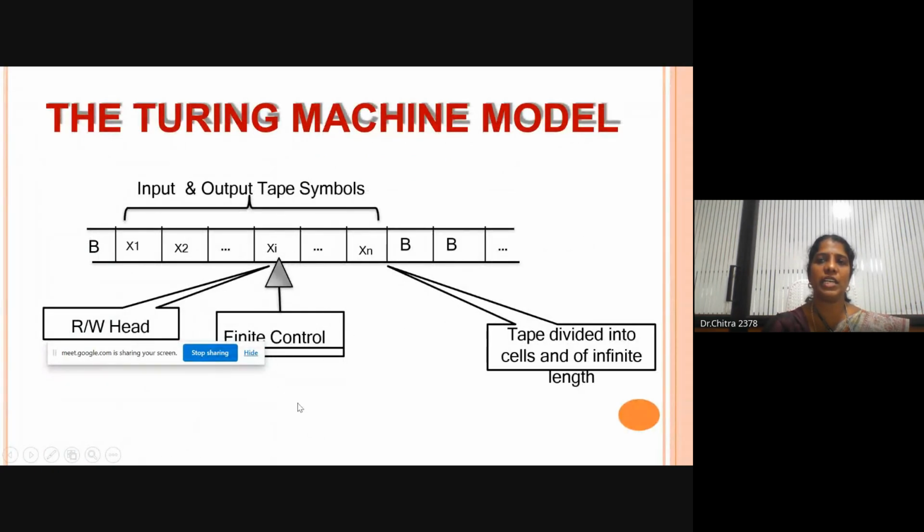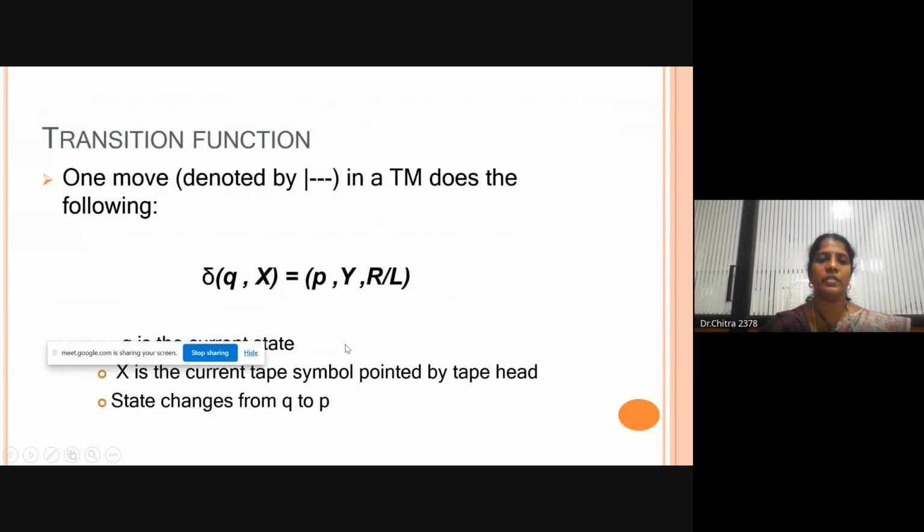Any Turing machine contains a finite control, a read-write head, and a tape divided into many segments, and all the input symbols are stored in the tape. This is a two-directional infinite tape. You can move either in the forward direction or the backward direction. This is the general transition function model. Delta of (Q, X) equals (P, Y, right or left). Q is the state, and it can move to another state P, and X is the input symbol. You can change the input symbol, or without changing it, you may move the head right or left. This is the general transition function of the Turing machine.